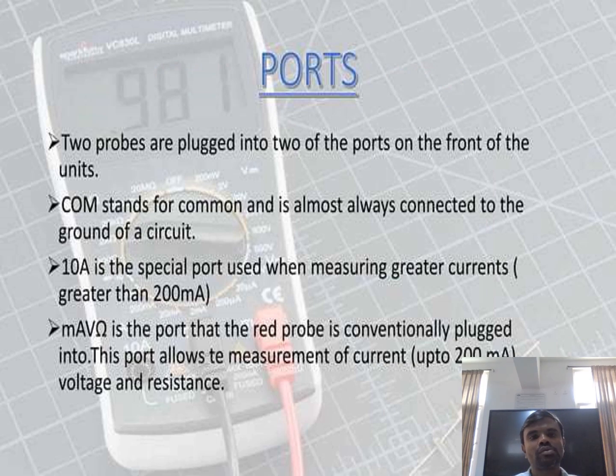First let's see what the ports are. There are two ports which are connected to two probes. We connect them across any circuit for the particular measurement. COM stands for the common port, which is always connected to the ground. Next, as I told you, we have two different red ports. One port is for measuring current greater than 200 milliamps, which is the 10 amps port. The other is the regular port, for milliamps, voltage, and ohms. This port is used to measure current up to 200 milliamps, and it is the one usually connected.